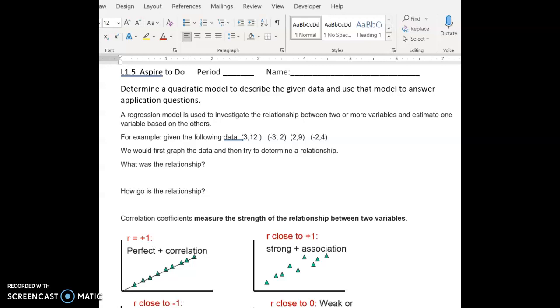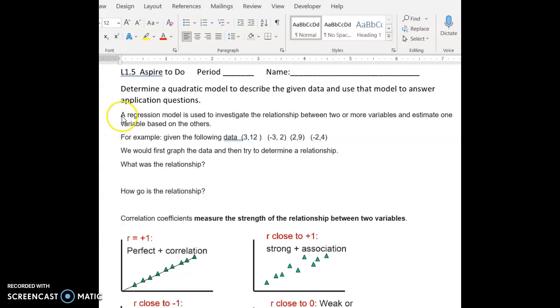Hi, this is our lesson 1.5, Aspire to Do. In this lesson, we're going to determine a quadratic model to describe the given data and use that model to answer some application questions. So first, you have to know what we're talking about when we talk about a model.